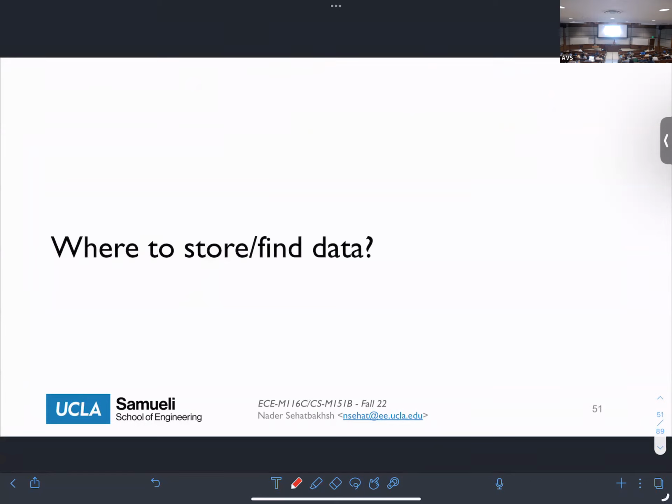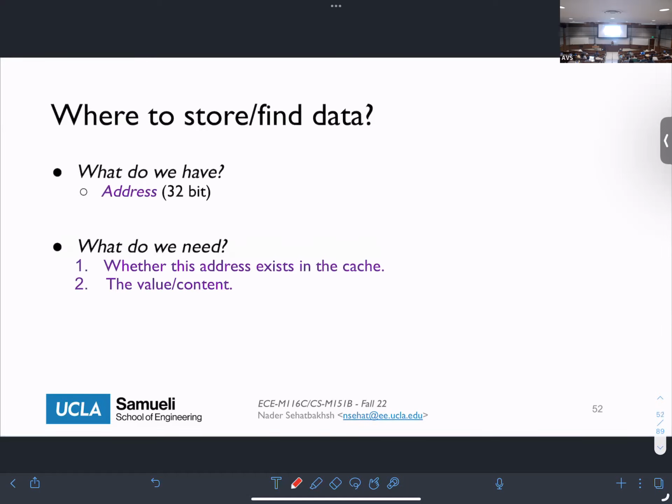Okay. So let's talk about the cache management now. And for the cache management, we need to answer a bunch of questions. The first question is how to store data, where to store data, how do we access the cache, how do we find this information in the cache, and so on. So let's start with that.